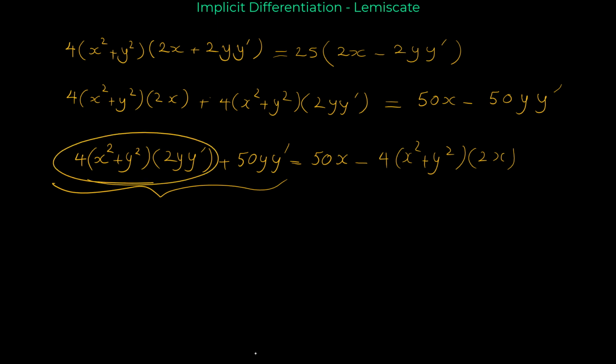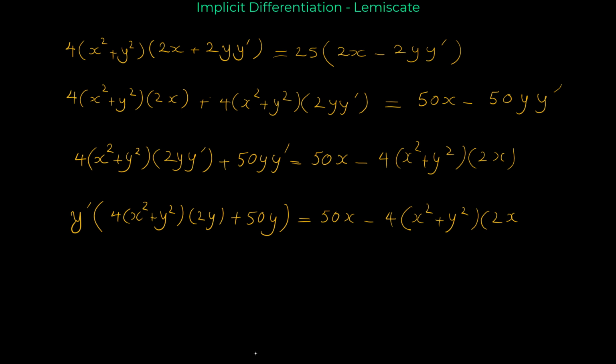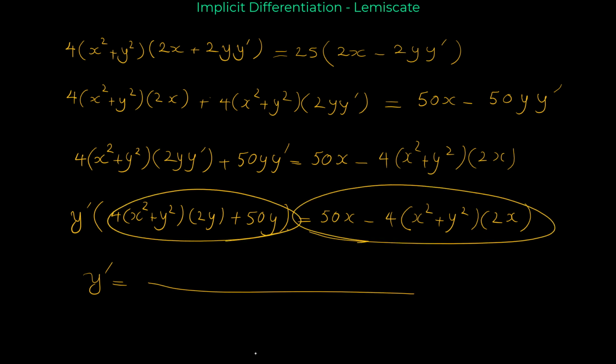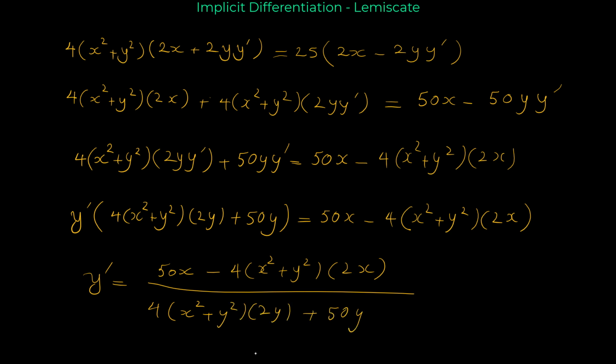Now look here. This term and this term, both of these have y prime. If we factor y prime from these two terms, then we have y prime times [4 times (x squared plus y squared) times 2y plus 50y] equals 50x minus 4 times (x squared plus y squared) times 2x. And finally, y prime or dy over dx is this over that. So y prime equals [50x minus 4 times (x squared plus y squared) times 2x] over [4 times (x squared plus y squared) times 2y plus 50y].